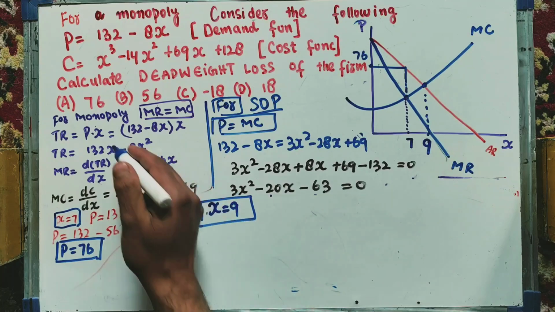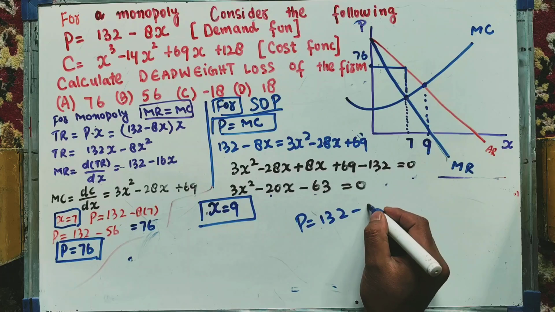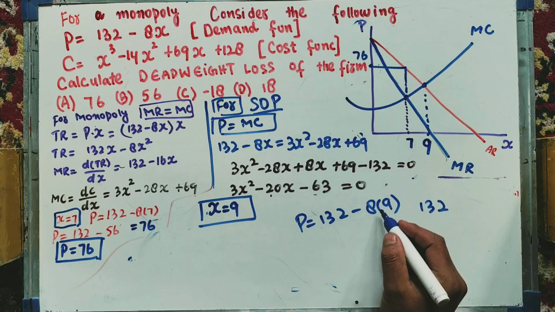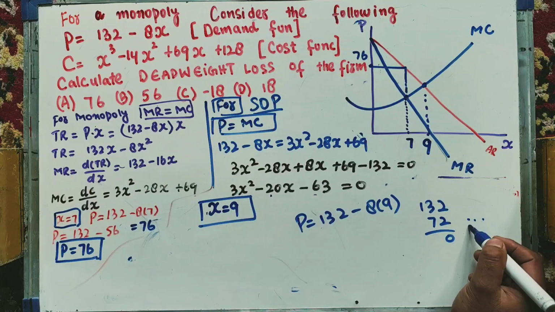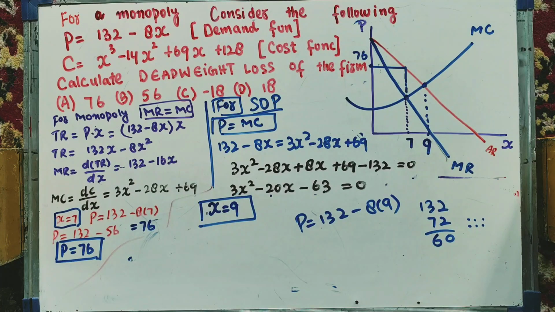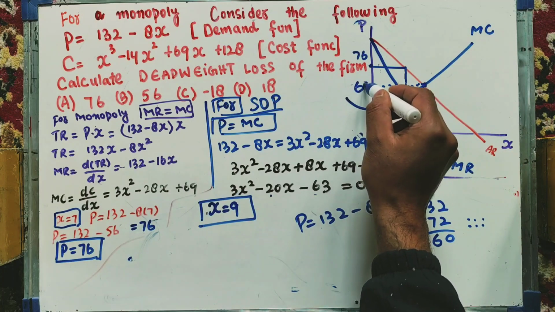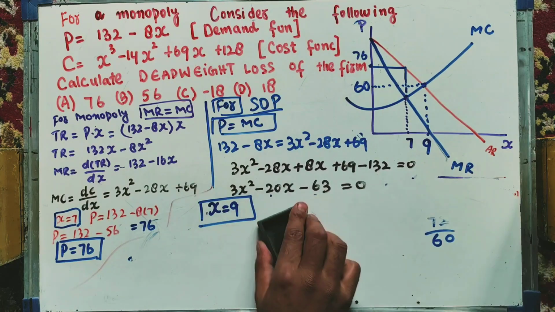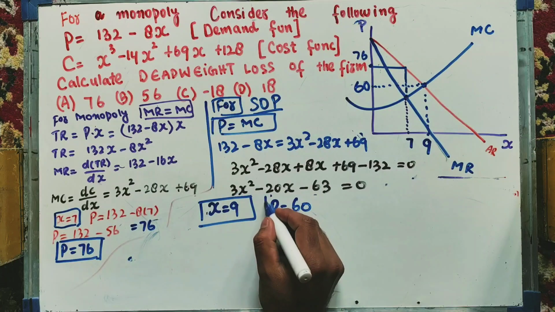At what price? Plug x equal to 9 in the demand function, so p will be equal to 132 minus 8 into 9, which is 132 minus 72, so 60. So price will be 60, and this makes sense. So P will be equal to 60.